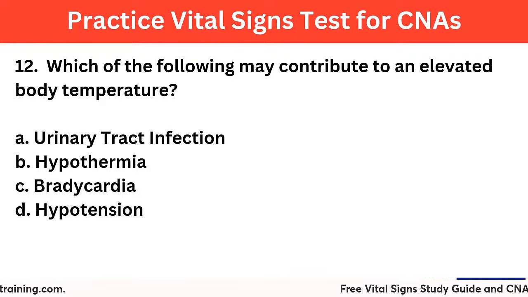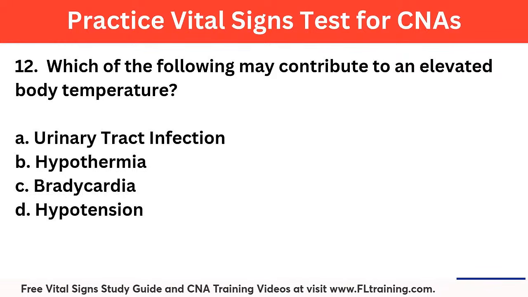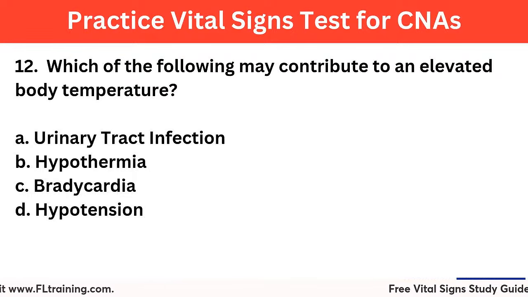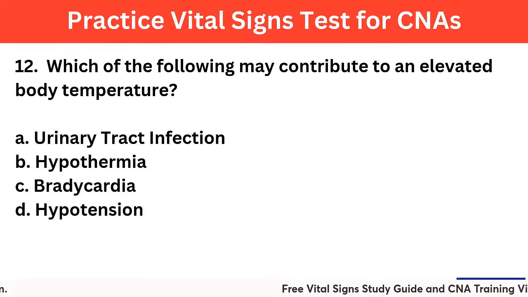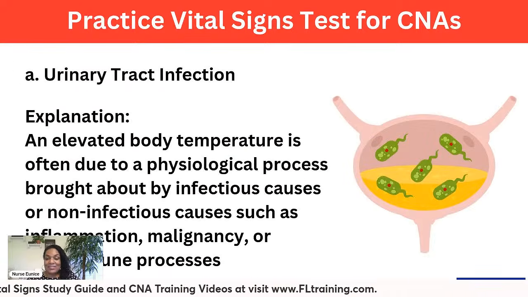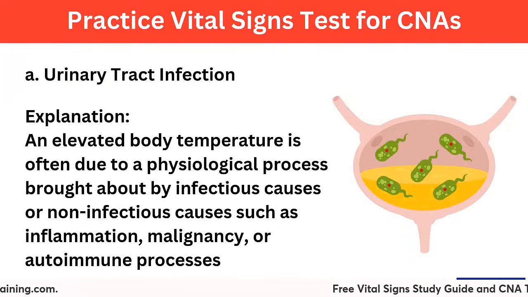Yes, yes, team. So it wouldn't be B. B is tricky. Hypo means low. So hypothermia would not contribute to an elevated body temperature. Hypothermia would contribute to a lower body temperature. So the body temperature can change if a person has an infection. So A is the correct response. A urinary tract infection or any infection can cause the body's temperature to increase.